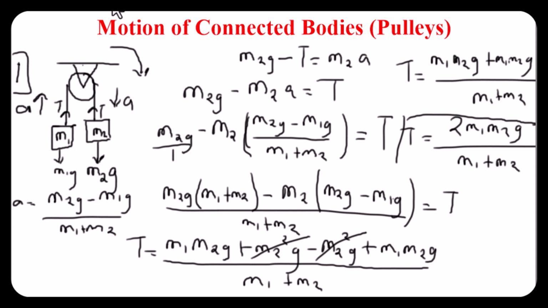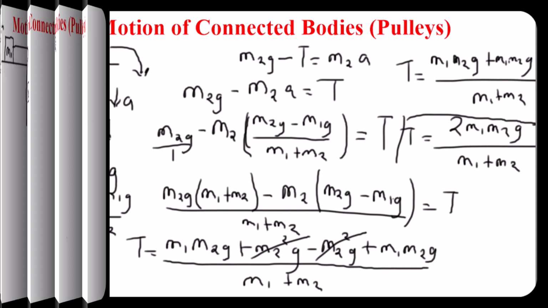So let's say we're having a box placed on a smooth horizontal surface connected with a pulley to another box, m2.